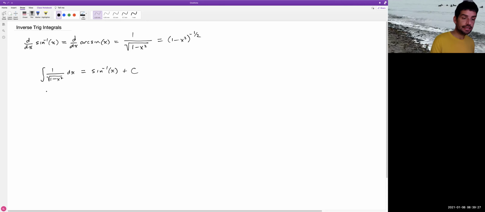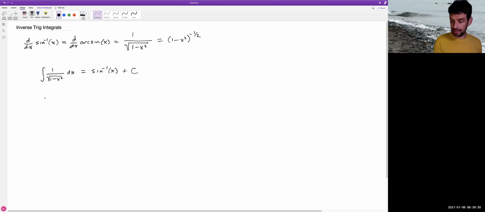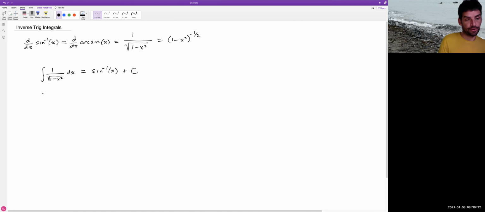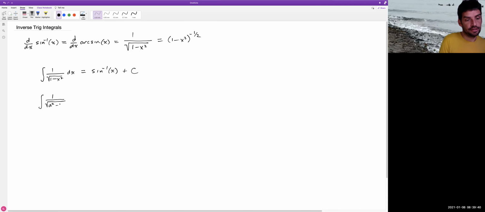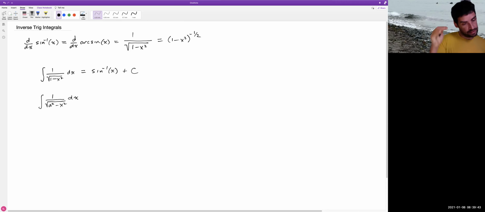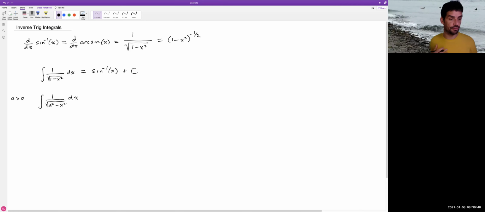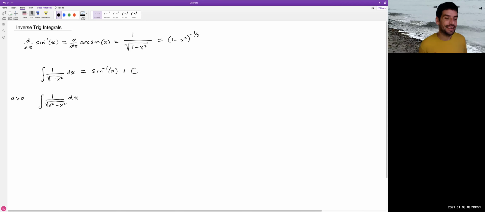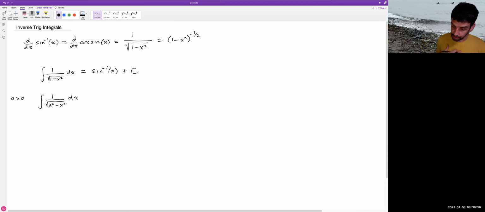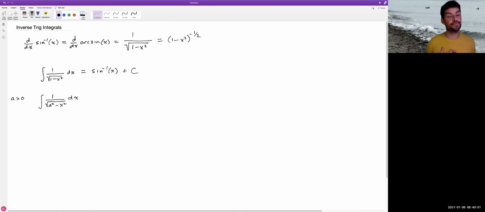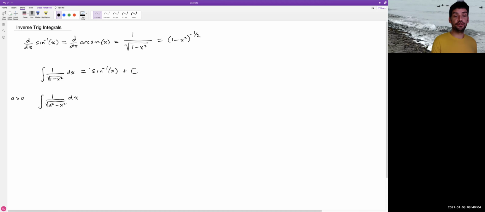Let's take a similar antiderivative, where instead of 1 minus x squared, we've got a squared minus x squared. And let's just take a to be positive. We're squaring it anyways. If there's a negative in there for some reason, you can use absolute value for this result. I'm going to do it with a being positive. So let's see if we can come up with the antiderivative here using this rule.